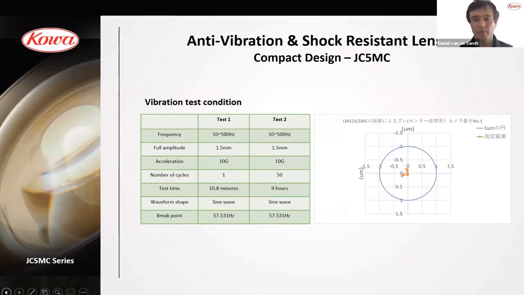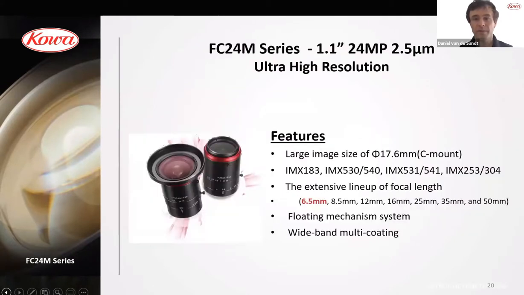Now I want to move on to the next topic. Based on this specific lens series, I want to explain two other aspects of lenses. This is a 24 megapixel 1.1 inch lens series, which has quite high resolution for sensors with pixel sizes down to 2.5 micrometer, covering most of the latest generation Sony sensors you see listed on this side, also with a wide range of focal lengths starting from wide angle 6.5 millimeter.